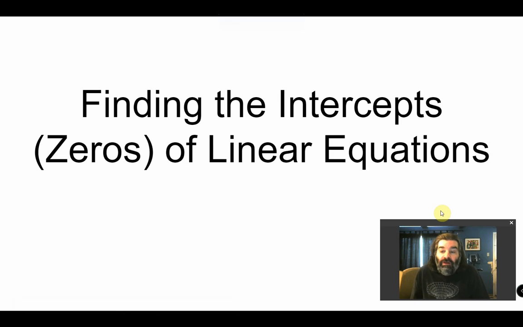Hey, so we're looking at finding zeros this week. We're going to start with linear equations. It's a bit of a review. I think a lot of you know how to do this already, but I just want to go over it just to make sure we're all starting from the same level.